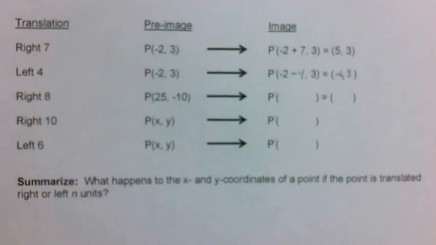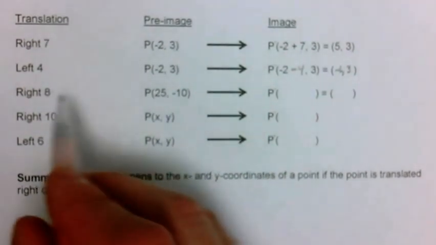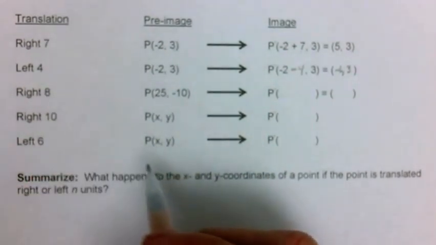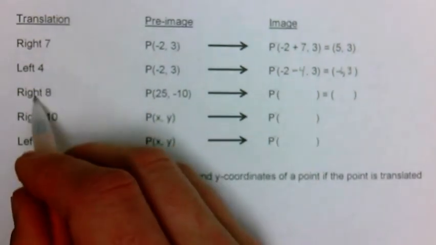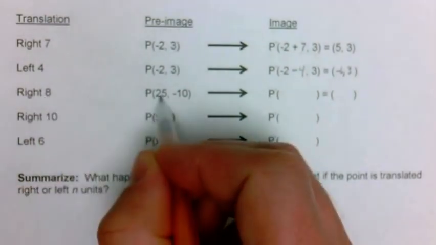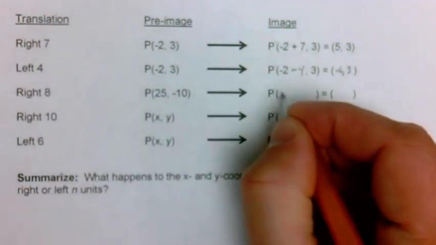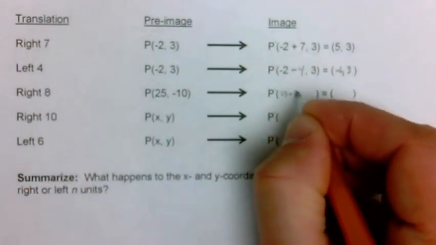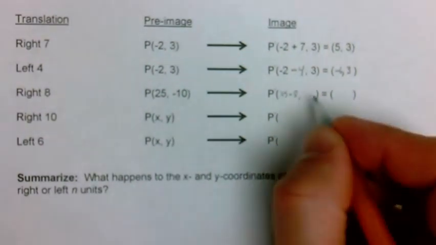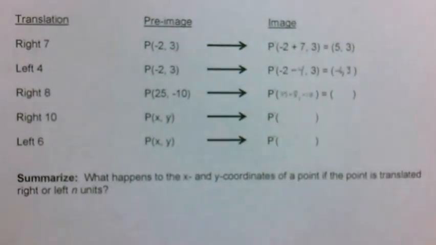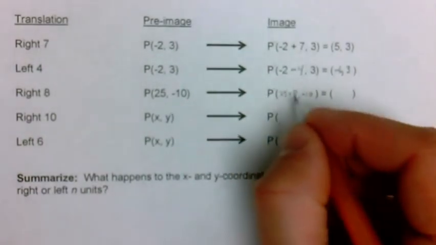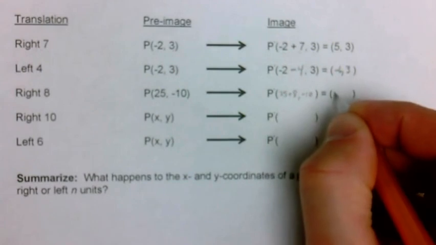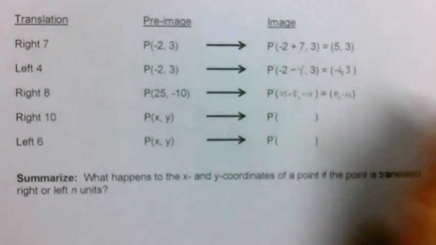What if we took the point 25, negative 10 and moved it to the right 8 units? Where will point P prime be? Well, remember, a right 8 translation is going to take the previous x-coordinate of 25 and add 8 to it. The y-coordinate, though, isn't going to change. That's still going to be negative 10. So the new coordinate, point P prime, would be located at 25 plus 8 is 33, comma, negative 10.